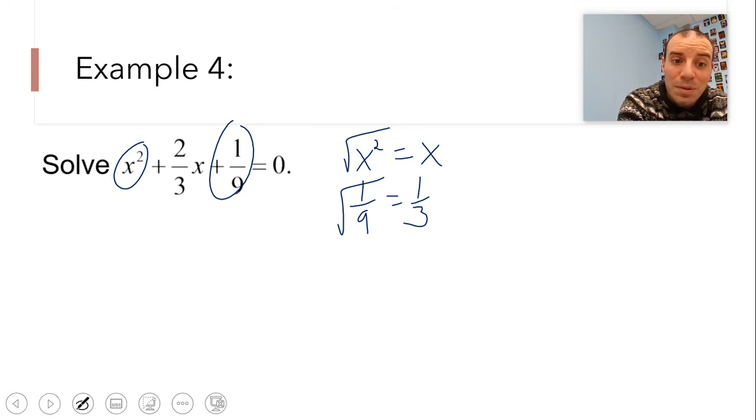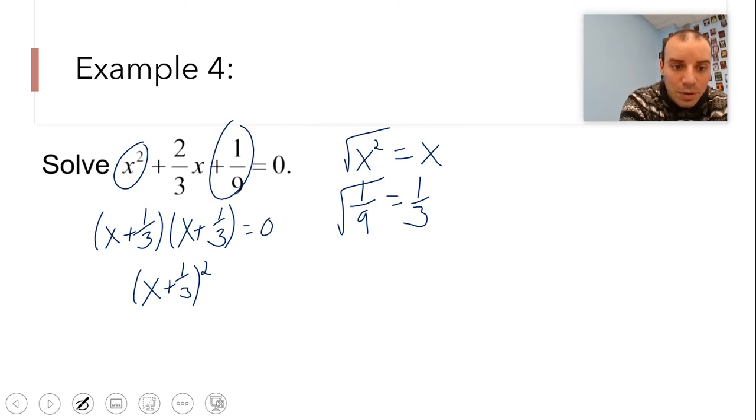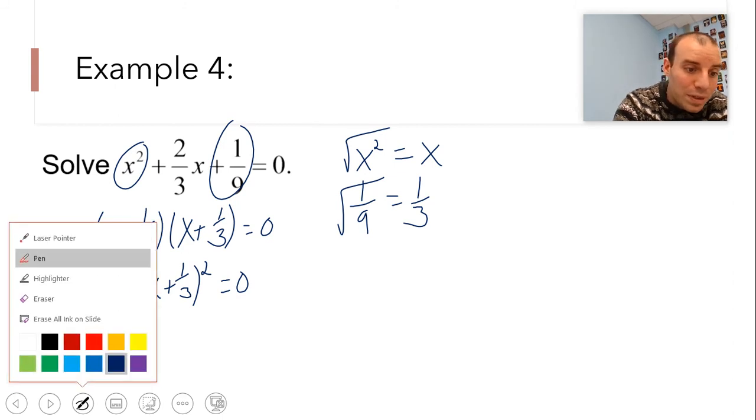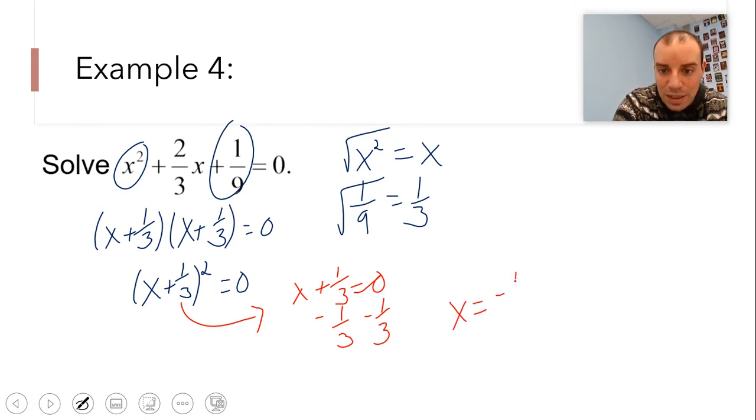And you can think to yourself, what numbers do I have to multiply to 1/9 and add to 2/3? So this is going to be x plus 1/3 times x plus 1/3, or x plus 1/3 quantity squared. These are both equal to 0. Now, if I'm asked to solve this, which I am, there's only the one thing that I have to set: x plus 1/3 equal to 0. Subtract the 1/3, and you'll get your solution of x is equal to negative 1/3.